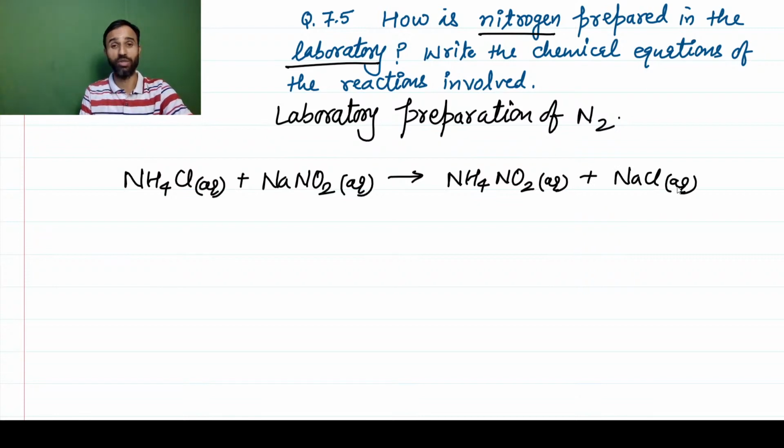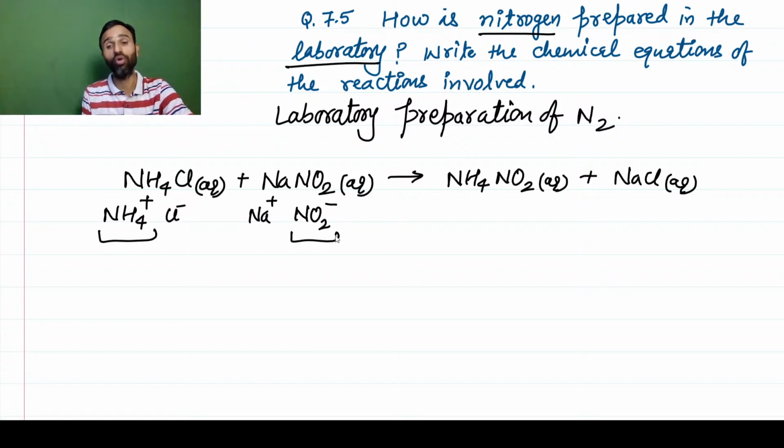By double displacement reaction. See, it is a double displacement reaction. As in ammonium chloride, there is NH4+ and Cl-. In sodium nitrite, there is Na+ and NO2-. So NH4+ is attached to NO2- and we get ammonium nitrite. We get ammonium nitrite along with NaCl.